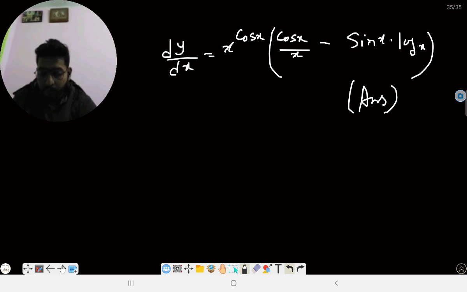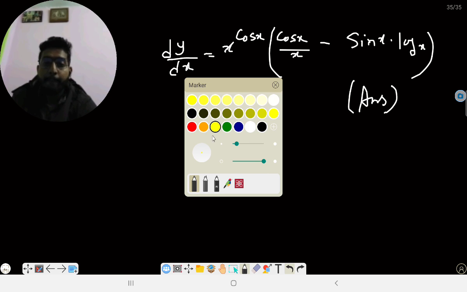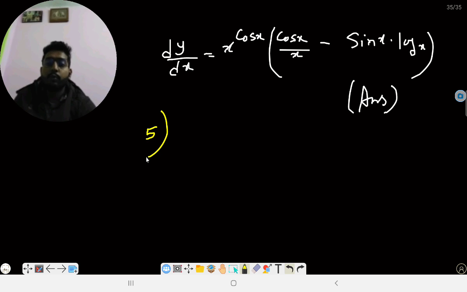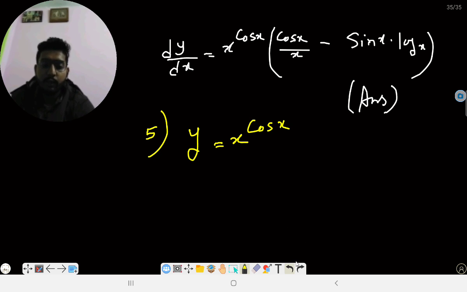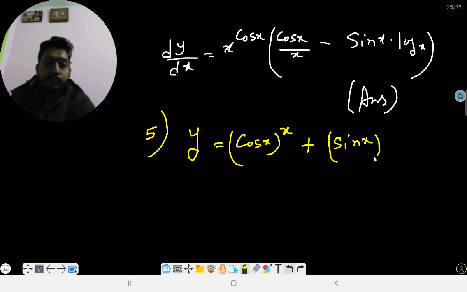Suppose one question is given like this, number 5. Suppose y equals cos x to the power x plus sin x to the power cos x. Suppose this type of thing is given. Now from here we have to find the differentiation. What is dy/dx? We have to find.